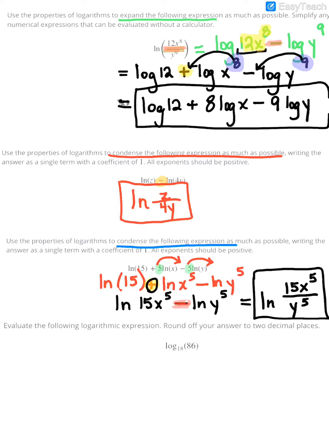This last example, I'm going to have to use my change of base formula. If I have a calculator that does it, you can punch it in exactly like that. With my change of base formula, if I don't have that in my calculator, I'll first take a regular base 10 log of 86, and I'll divide it by the base 10 log of 18. So let me show you what that actually looks like.